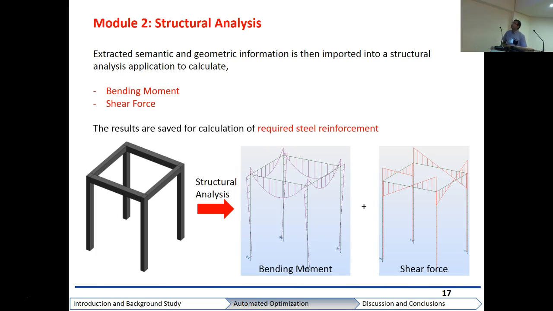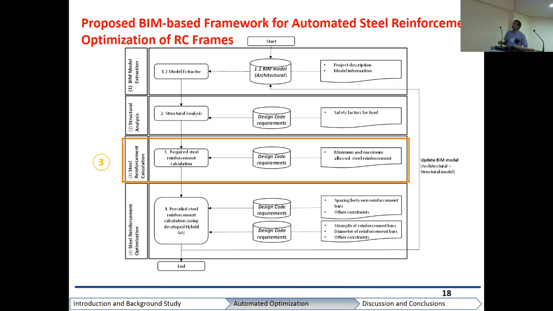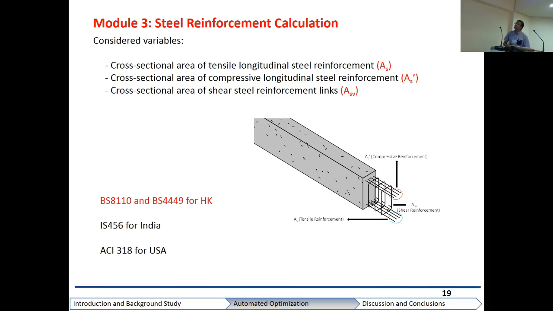So let's start with the third module, that is the steel reinforcement calculation. Before we go into the calculation, we need to find out what types of steel reinforcement we are dealing with. In a typical RC member, we have 3 types of reinforcement. First is tensile longitudinal reinforcement, which is in the bottom part of an RC beam. Second is compressive longitudinal steel reinforcement, which is at the top part of the RC beam. And third is the shear steel reinforcement links, which are the vertical links provided to counteract the shear force acting on an RC member. Now various codes have been developed for different countries. In this work, we will use the British standard, which is used in Hong Kong.